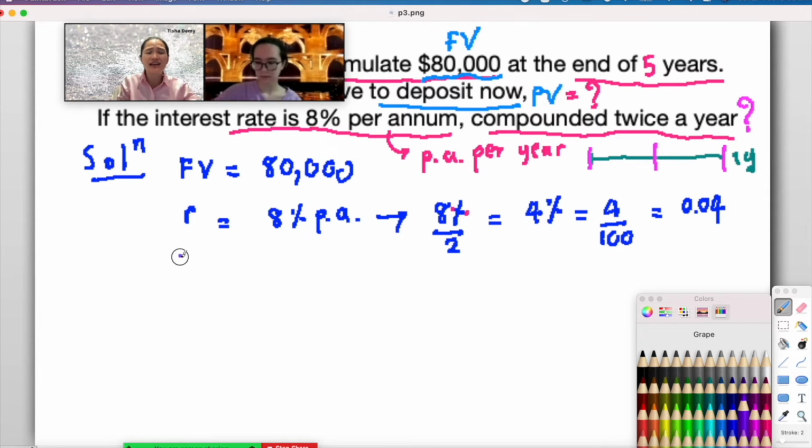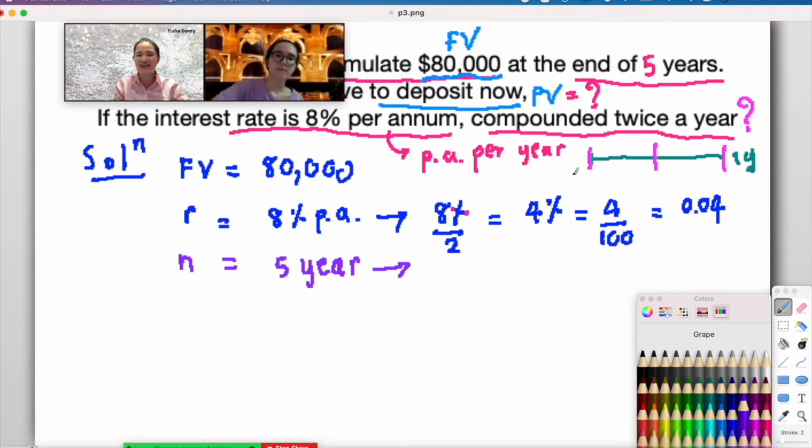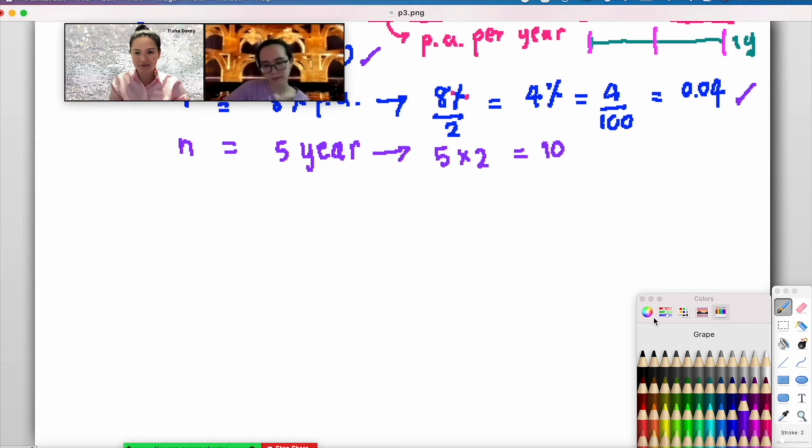I would like to find N as well. N is the time. Like how many times? I know that they have 5 years. But it's compounded twice a year again. So that means in 1 year we have 2 times. 5 years, we have 5 times 2 equals 10. So now we have FV $80,000, R equals 0.04, and N equals 10. Right? Does it make sense, Jasmine?